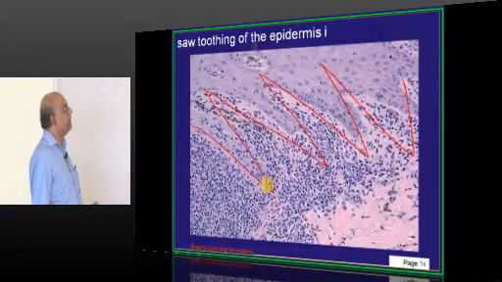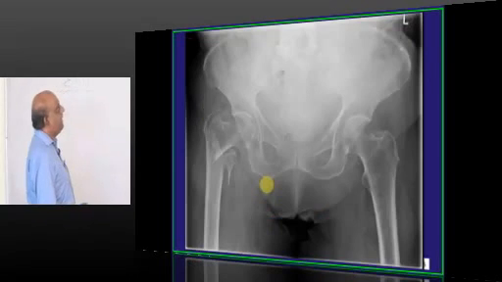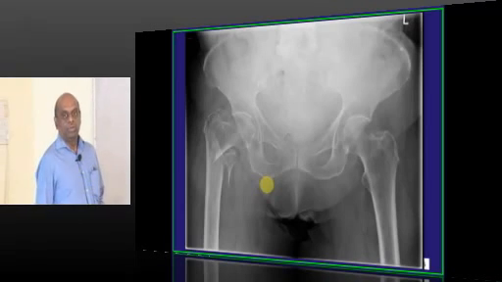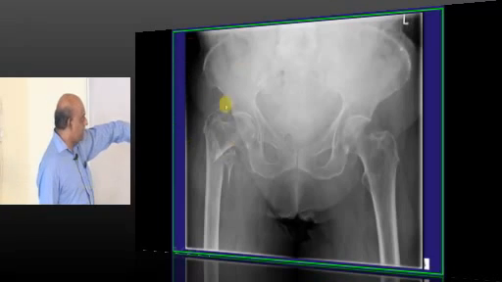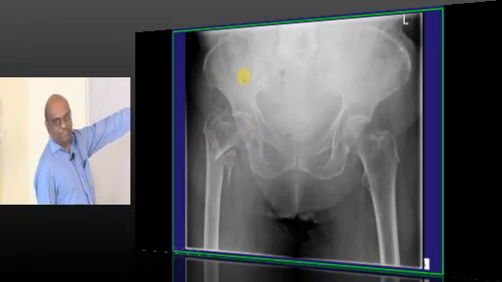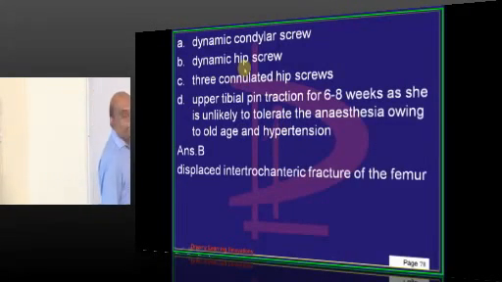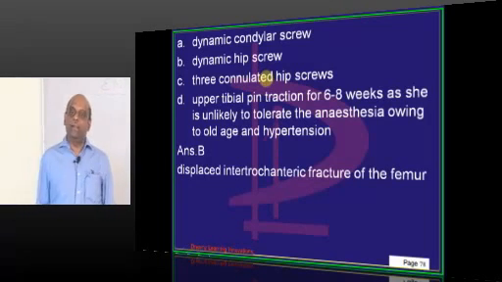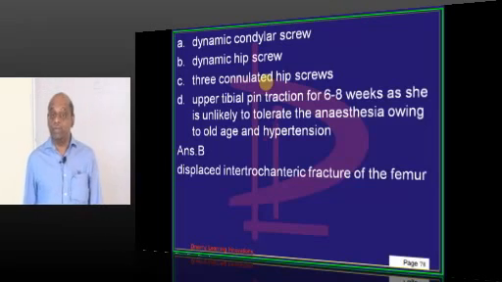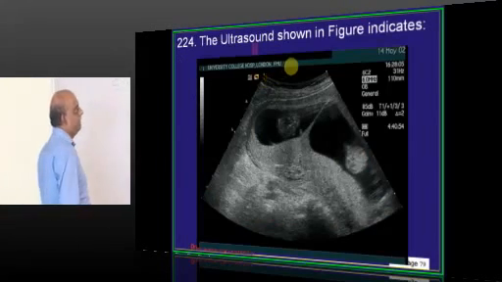A 70-year-old slipped from the bathroom, her radiograph is being shown to you. What do you have? This side it is normal, but if you come to this side, there is a trochanteric fracture which got displaced. So what is the most accepted modality of treatment for all such scenarios? Dynamic hip screw is considered to be the treatment of choice for an elderly patient who has got a displaced trochanteric fracture is what you need to remember.